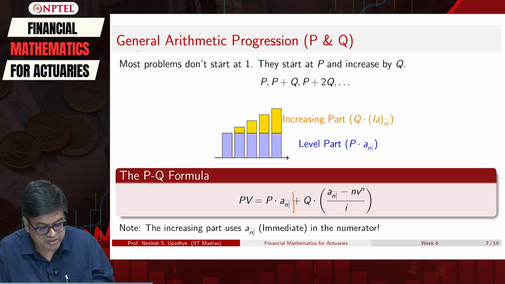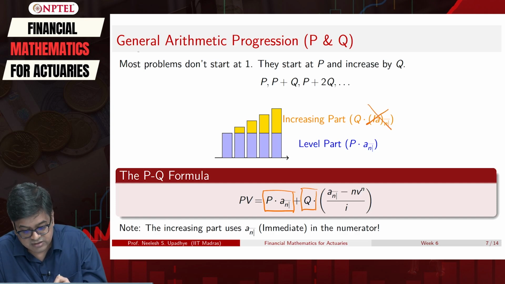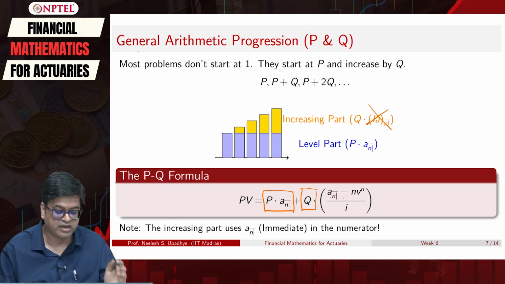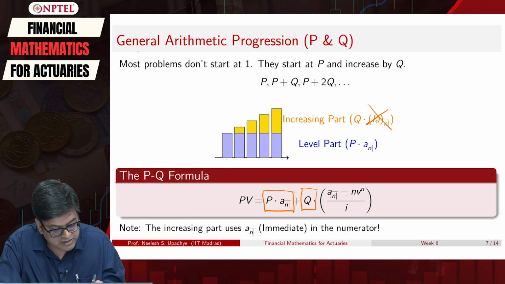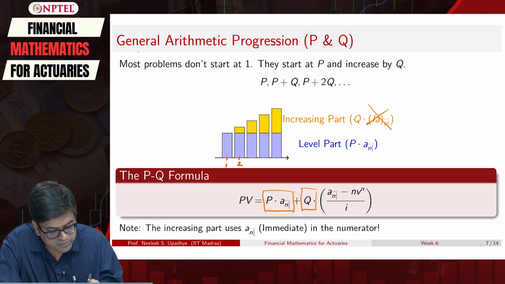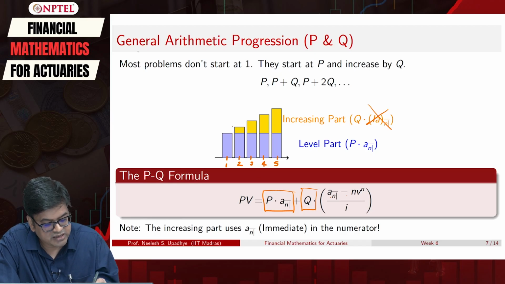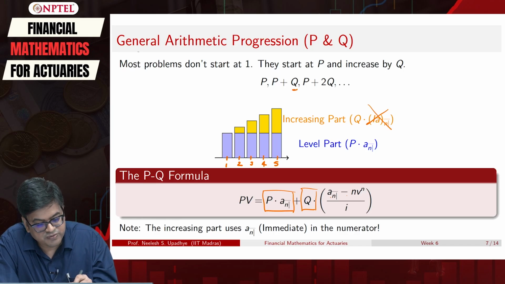First part is very clear, this is level annuity. Q into IAN is not correct, as I mentioned earlier, it is (Ia)angle n = (ä angle n − n v^n) / i. Why? Okay. So, let us look at this. This is time point 1, this is time point 2, this is time point 3, and so on and so forth, right. So, when I am applying this formula to annuities, when is the first payment of Q released?